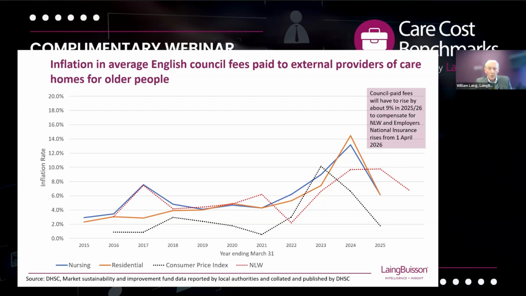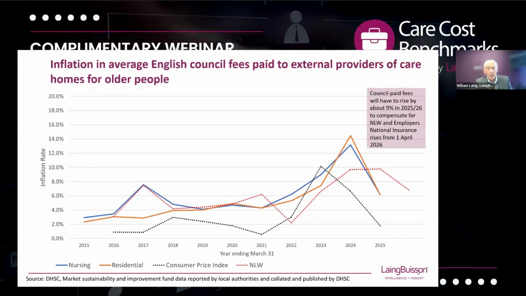What we've shown here is the blue and orange solid lines, which represent the rate of inflation of average care home fees paid in England for care homes for older people. Then we have the dotted lines, one of which is CPI, and one of which is the National Living Wage Index. I think there are two things that come out of this. First of all, inflation is, to a very large extent, driven by national living wage, and not so much by CPI. It's the reverse.